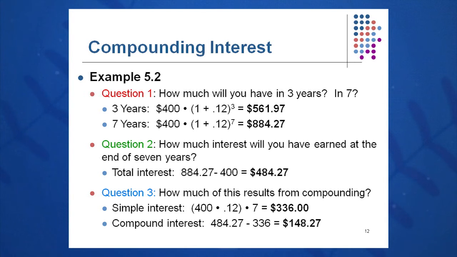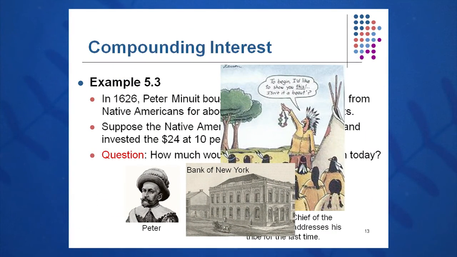How much interest will I have earned? I'll take 884.27 minus 400, so I have total interest of 484.27. How much is from compounding? Well, the simple part of that is 400 times 0.12 times 7, and that gives me $336, and the compound interest is the balance, 148.27. So you can see you get very wealthy very quickly if you have your money in a compound interest bank.